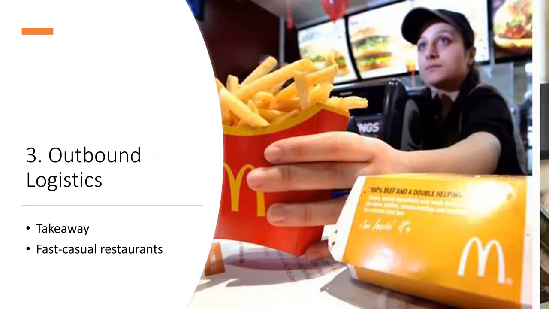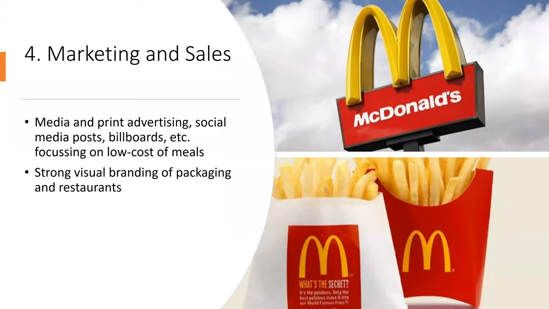Then your outbound logistics, very simple idea. You can do it takeaway or fast casual restaurant idea. This is what McDonald's does. They either do takeaway or they do a sit-down restaurant, but even though you pay a premium for the sit-down restaurant, that's not their main business. That's not the main focus of their business. Then the fourth area was the marketing and sales. And then we see the golden arches, as McDonald's like to call their big yellow M.